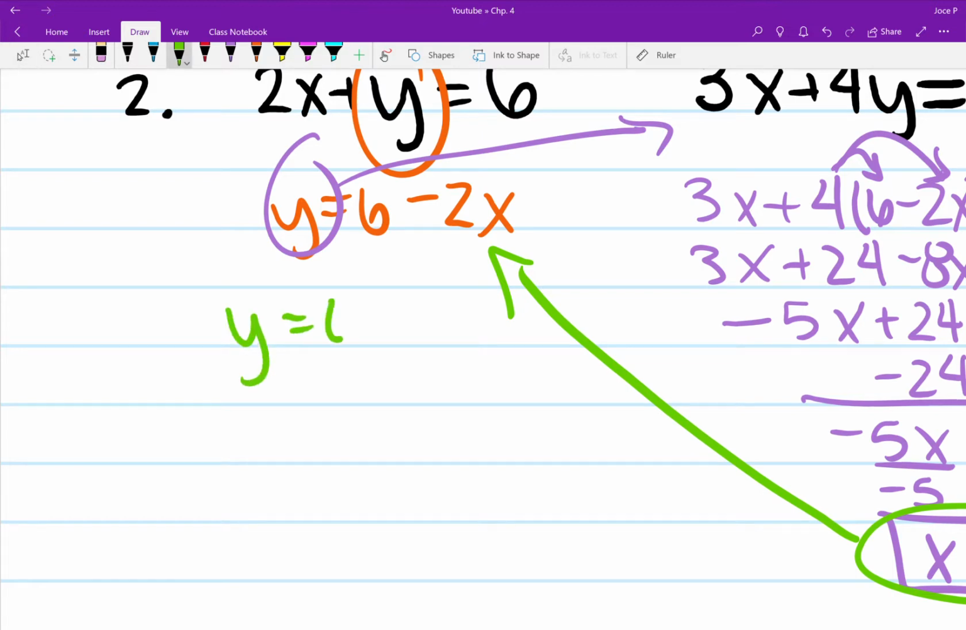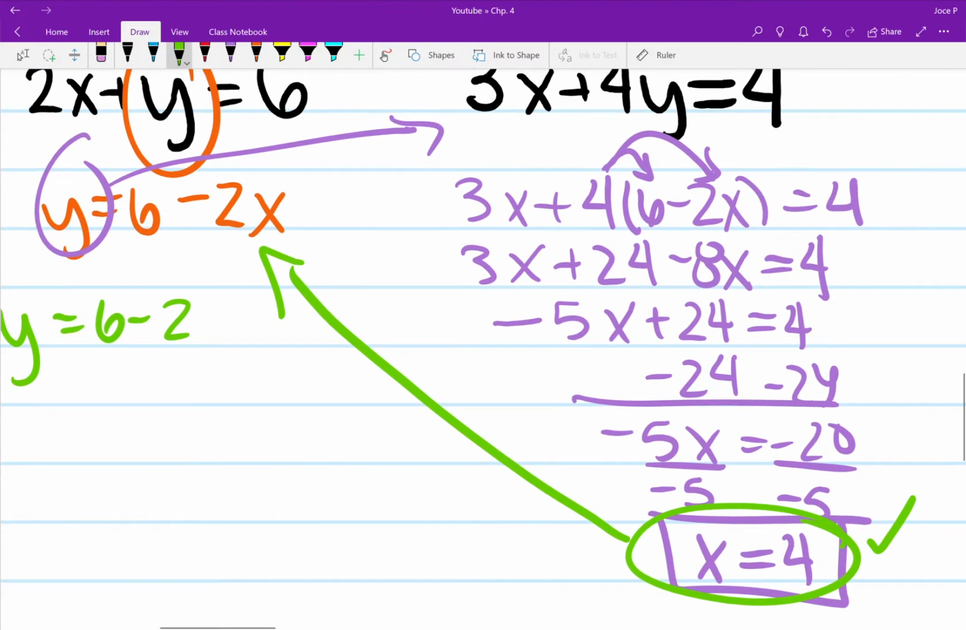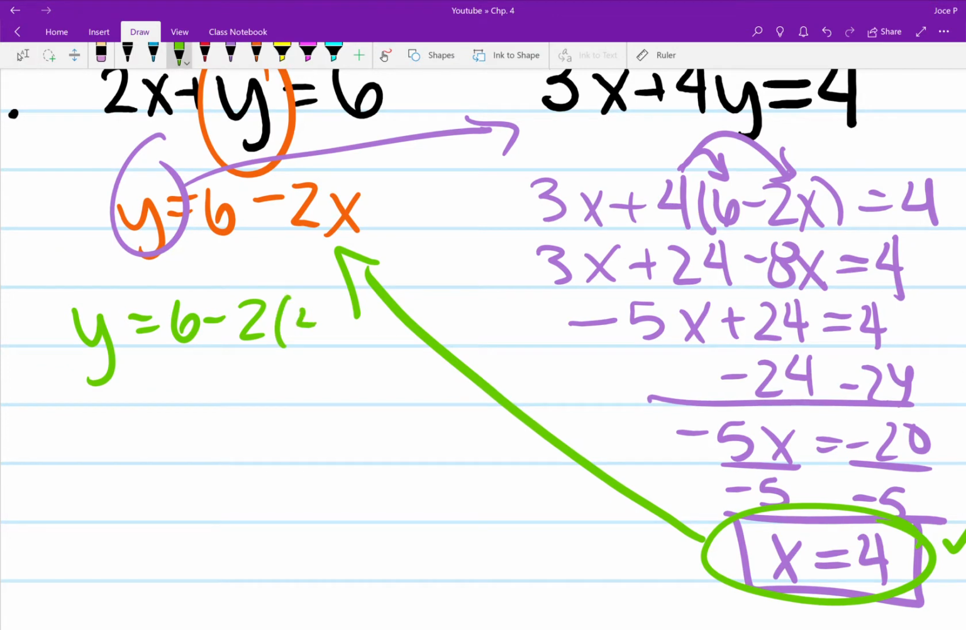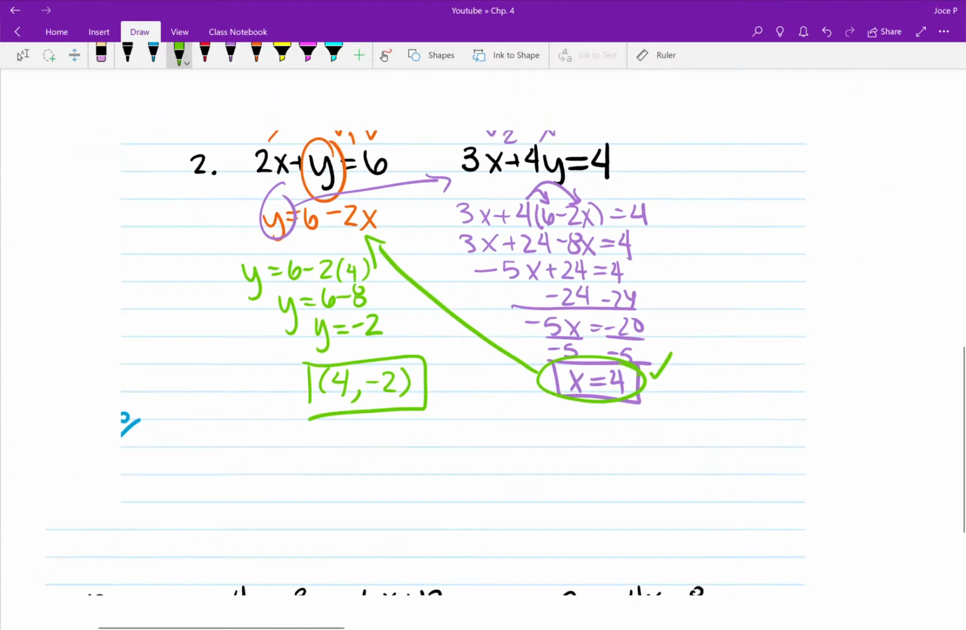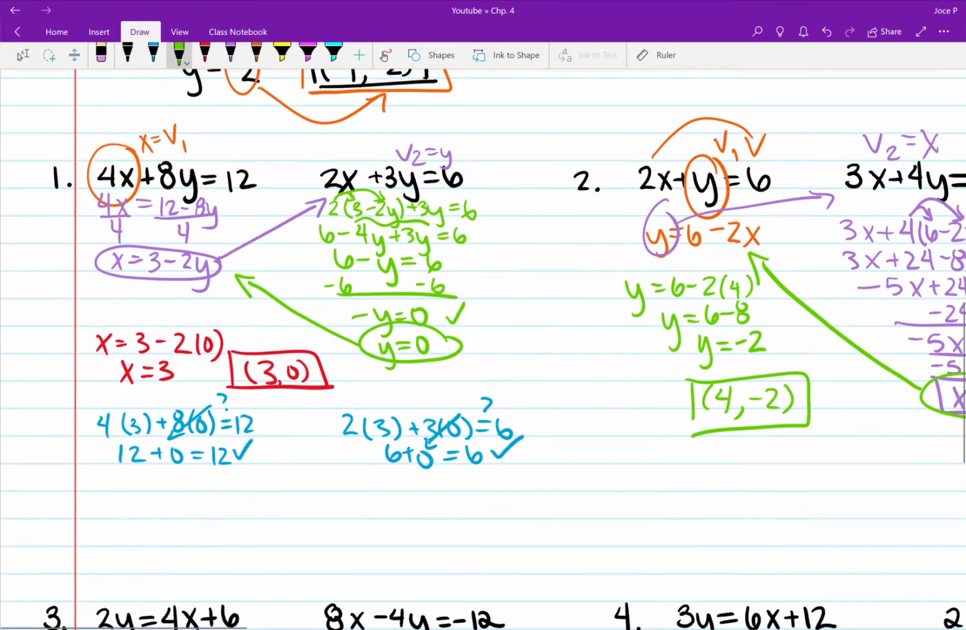y equals 6 minus 2 times 4, since we figured out that x is equal to 4. y equals 6 minus 8. y equals negative 2. So our solution is the ordered pair 4, negative 2. There is our answer. At this point, this should really be starting to make sense.